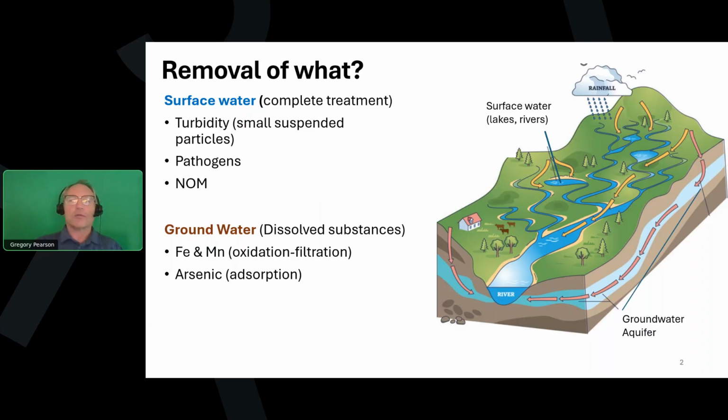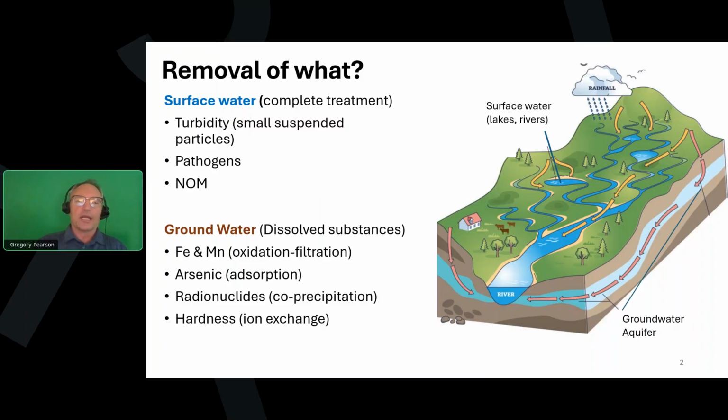We could have toxic metals such as arsenic, and we might use some kind of adsorption process to remove those types of contaminants. There can be radionuclides, which there's a variety of ways to remove. One of the ways is co-precipitation along with the iron and manganese process, or ion exchange. And ion exchange is often used to treat hardness in water. So we'll look at all of those concepts as we go through.